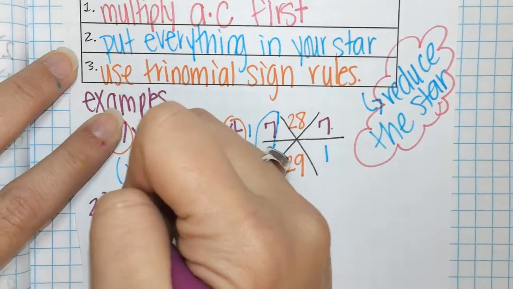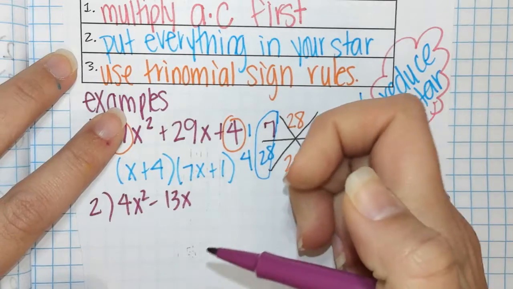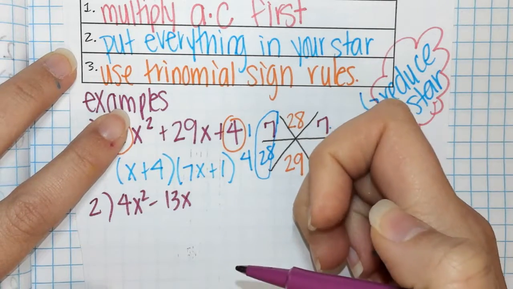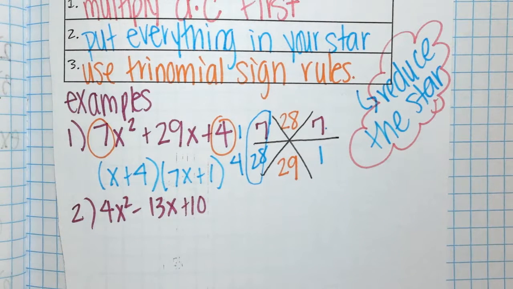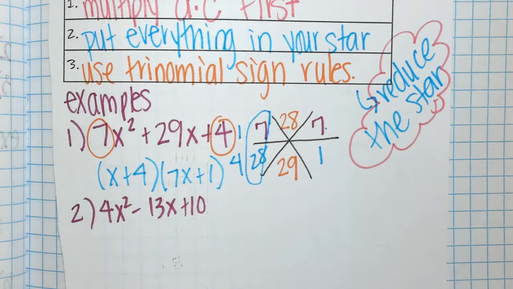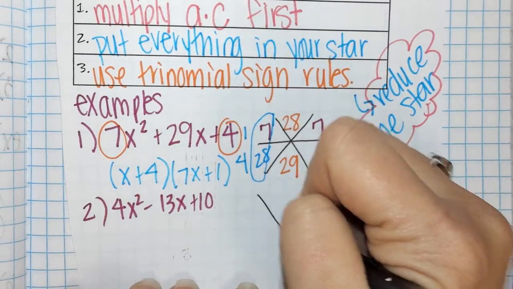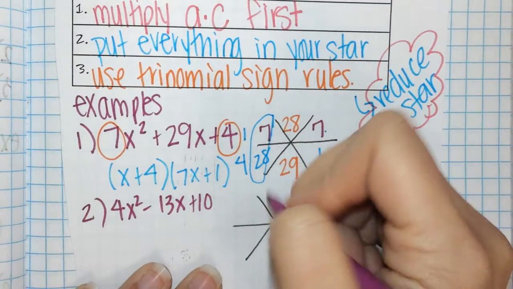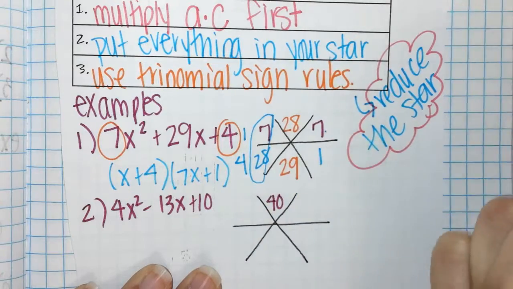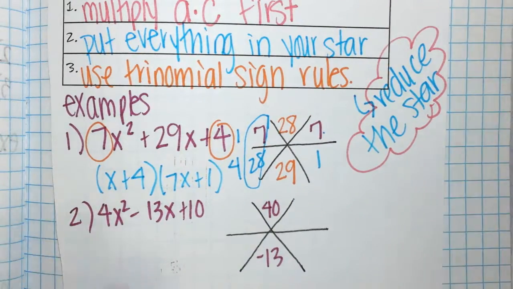4x squared minus 13x plus 10. Alright, what's the first thing we need to do? Draw the star and multiply A times C. What goes on bottom? Negative 13. Okay, good. And then top left and right? 4.